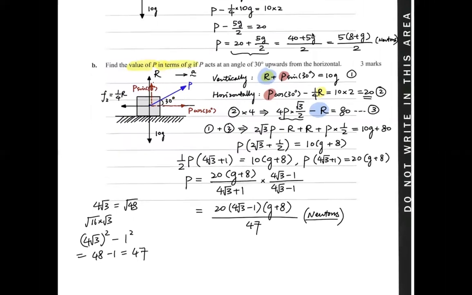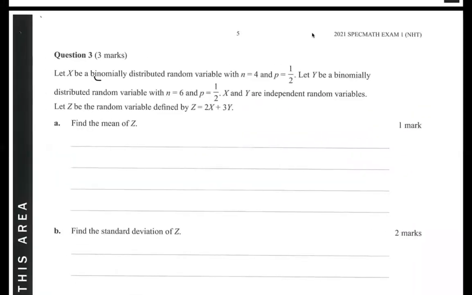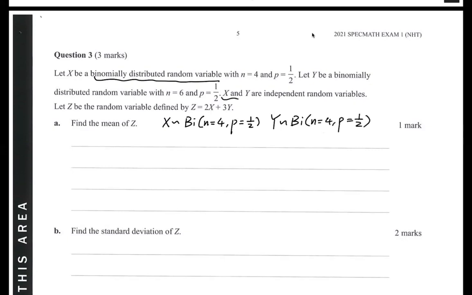And let's look at the next one. Let X be a binomially distributed random variable with n equals 4 and p equals half. Okay, X is a binomial distribution, n equals 4 and p equals half. And Y is also a binomial distribution with n equals 4 and p equals half. X and Y are independent random variables. Let Z be the random variable defined by Z equals 2X plus 3Y. So find the mean of Z.